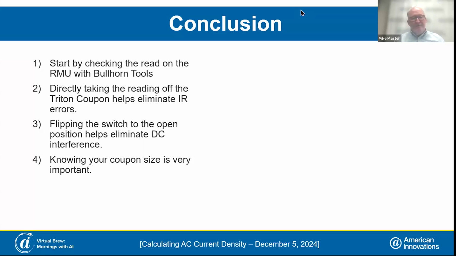And then you definitely need to know that coupon size. If you don't know that coupon size, it's going to change your reading. Now, if you've got a Bullhorn RMU connected up to it and you don't know that size, you can look on Bullhorn Web and see what it was originally configured with. But if it was something that was buried years ago by another technician, unfortunately, you're going to have to find that paperwork on that coupon before you can calculate your AC current density.